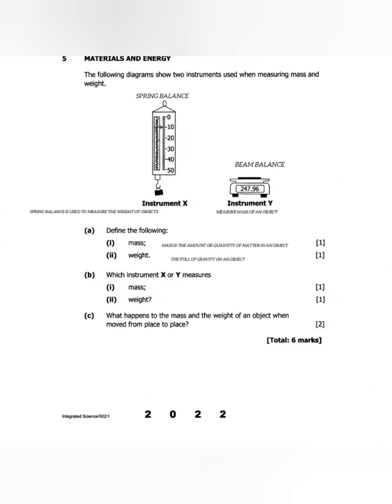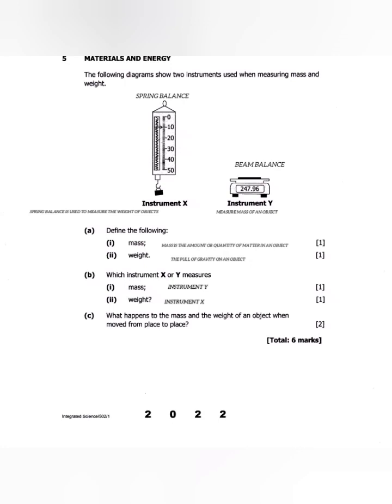Okay, then B is saying which instrument, X or Y, measures Roman numeral number 1, mass, 1 mark. Roman numeral number 2, weight, question mark, 1 mark. So as for mass, I've said it's beam balance, so I'm going to say instrument Y. Then as for weight, I'm going to say instrument X.